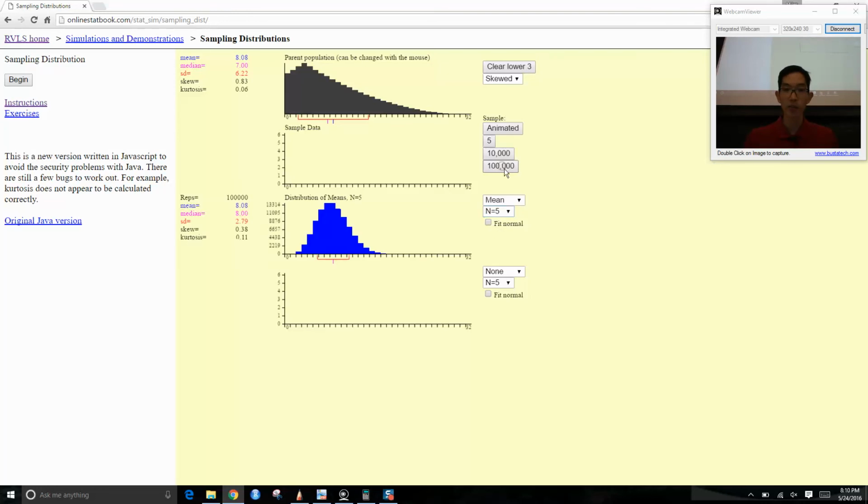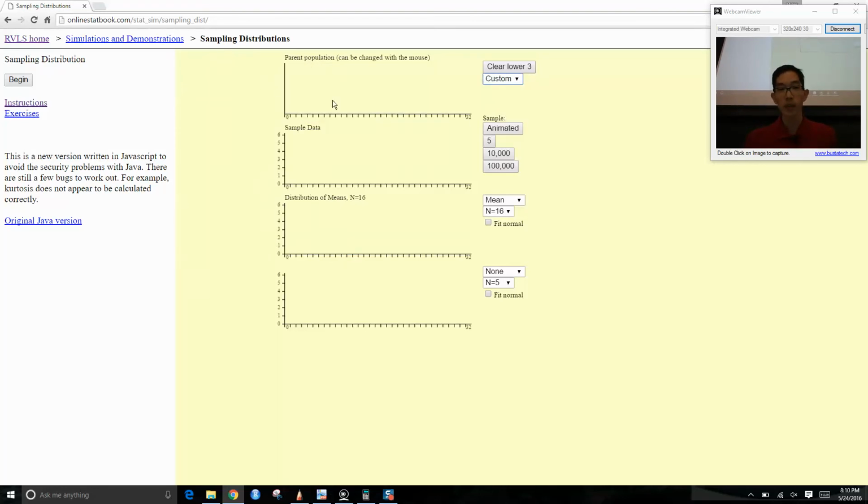That's still skewed. This is samples of size 5, and we can see that it's starting to look a little bit more symmetric. Samples of size 10, again, we still have a tiny bit of tail, but it's starting to look a lot more symmetric, and then at samples of size 16-ish, it's starting to look quite a bit more symmetric here and more normal looking, okay? And we can also have the parent population be very much bimodal or something like that, okay?